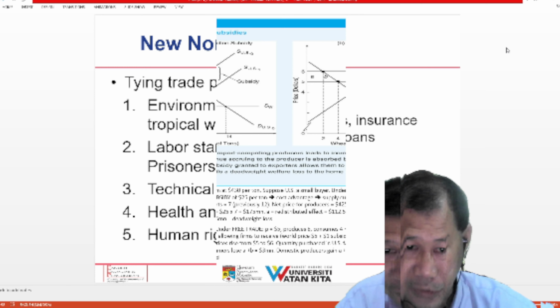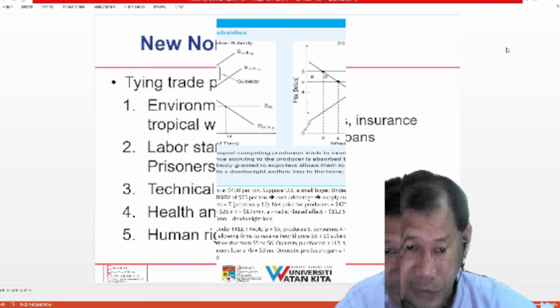For example, in Europe, there's eco-labeling of tropical woods. Tropical woods are labeled in Europe. You go to the shop and the woods are labeled here, tropical woods, because the Europeans are educated in terms of environmental protection.